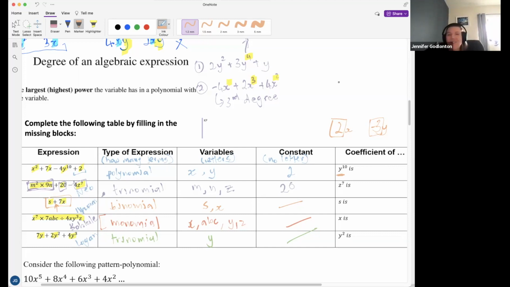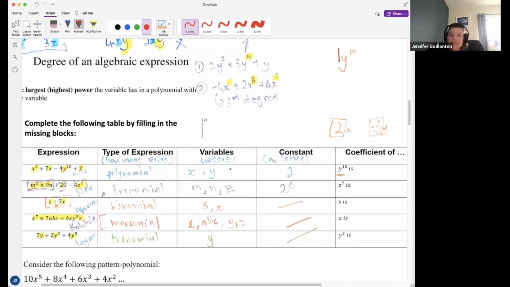Okay. So if I gave you a question with just y to the power of 10 and it wasn't part of anything, and I asked you what its coefficient was, its coefficient would be 1. Whenever we have a letter or a variable which doesn't have a number in front of it, its coefficient is always going to be 1.